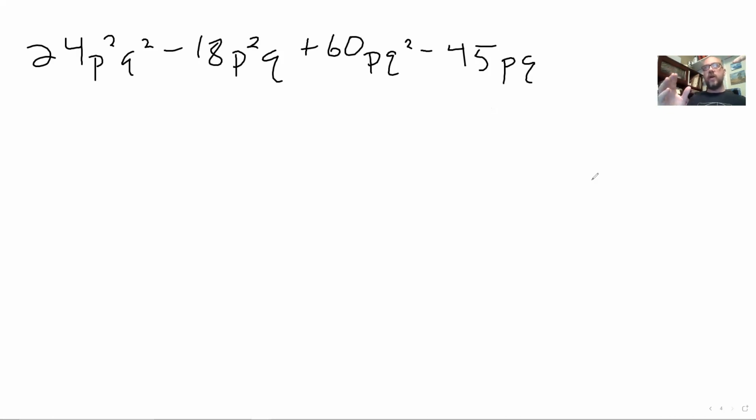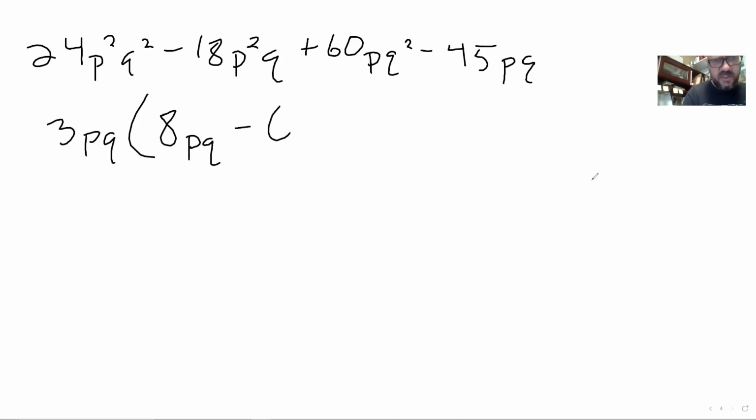Here's what happens whenever you factor a greatest common factor out of a polynomial and then do more stuff to it. The greatest common factor just sits out front and doesn't do anything the rest of the time. So I'm going to pull 3pq out, and that leaves me inside 8pq minus 6p, because the q is already out there, plus 20q minus 15, no letters. Let's make a quick check. That'd be 24p squared q squared minus 18p squared q plus 60pq squared minus 45pq. Yeah, that looks good.